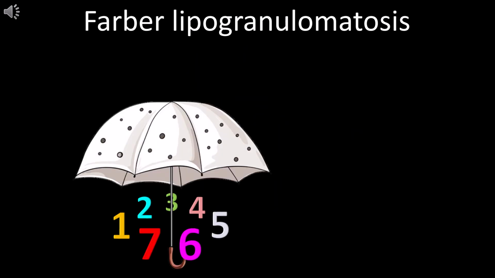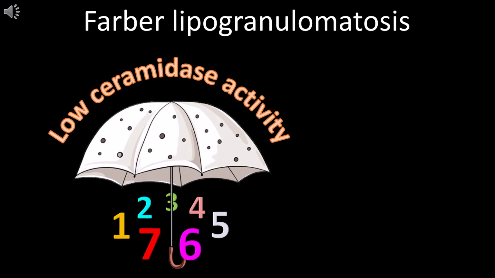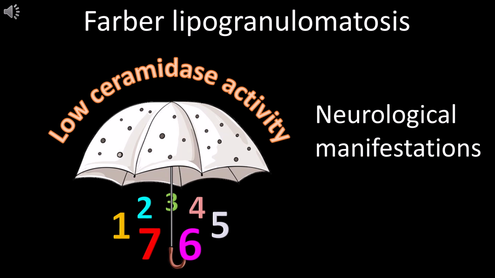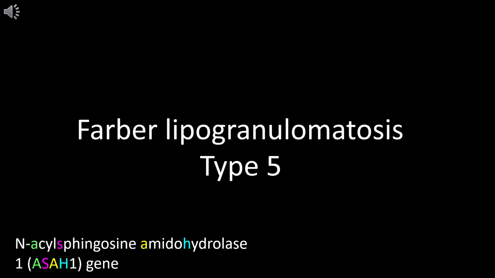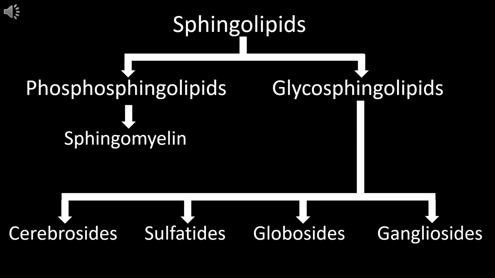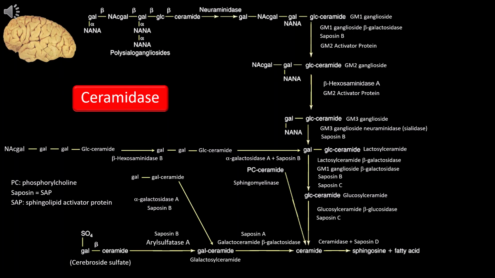Farber lipogranulomatosis is an umbrella term for 7 conditions that have in common the presence of low ceramidase activity. Neurological manifestations are present in types 5, 6, and 7. Farber lipogranulomatosis type 5 is an autosomal recessive lysosomal storage disorder. It is caused by mutations in the ASAH1 gene, located on chromosome 8. Theoretically, it involves all the sphingolipid pathways because it affects the end step in their degradation. The low ceramidase activity is due to a low level of ceramidase.